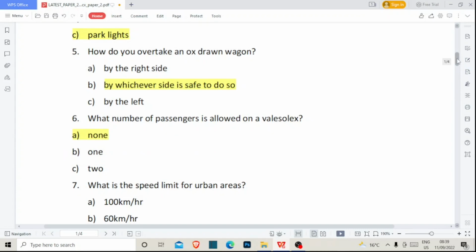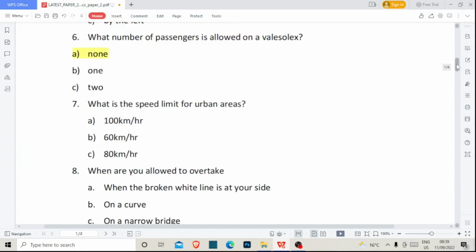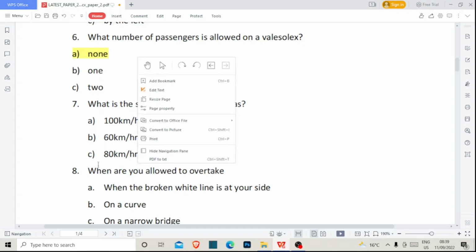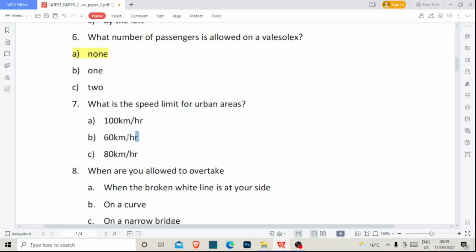Then we go for number 7. What is the speed limit for urban areas? Is it 100 kilometers per hour, or 60 kilometers per hour, or 80 kilometers per hour? Well, the correct answer here is 60 kilometers per hour. That is the speed limit for urban areas. So the correct answer is B.